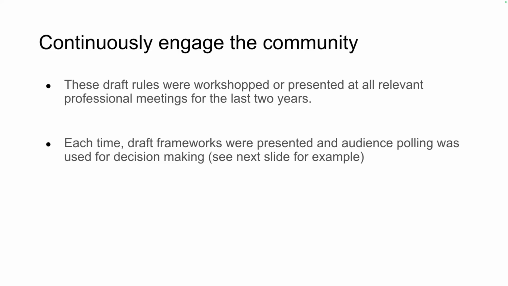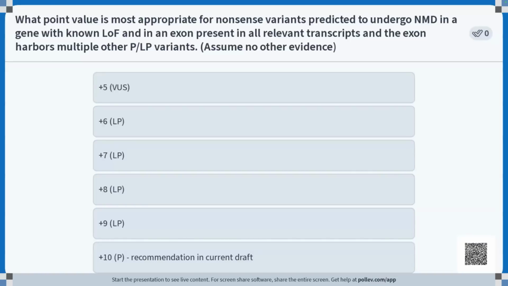Continuously engage the community. These draft rules were workshopped or presented at all relevant professional meetings for the last 2 years. And each time these draft frameworks were presented with audience polling, which was used for decision making. So this is an example where they have a suggestion in their current draft, but they actually use audience polling to ask the audience what would be the most appropriate point value for a particular situation. And there were at least 5 to 10 questions every time. And this was factored into the iteration of the guidelines.